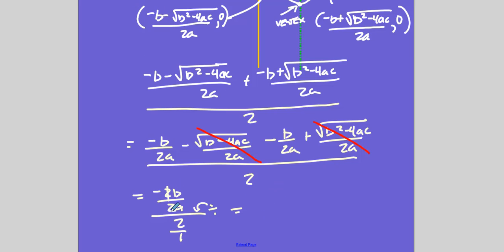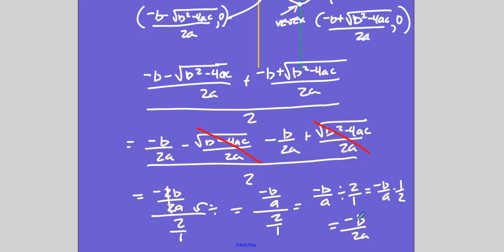And we can reduce that to just negative b over a. So I have negative b over a all over 2 over 1. But this means division. So this is negative b over a divided by 2 over 1. But remember from division of fractions that you change that to multiplying by the reciprocal. So this is negative b over a times 1/2, which gives us our result, negative b over 2a.